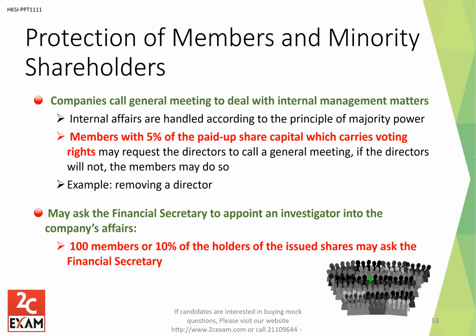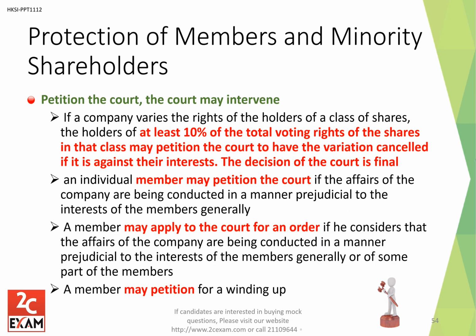If we have people with 10% of the voting rights, or not enough voting rights, but can gather 100 small shareholders, and everyone wants to know if there are any situations detrimental to shareholders, we can request the financial secretary to appoint an inspector to investigate the company's affairs. The third way is to petition the court and have the court intervene in handling the matter.